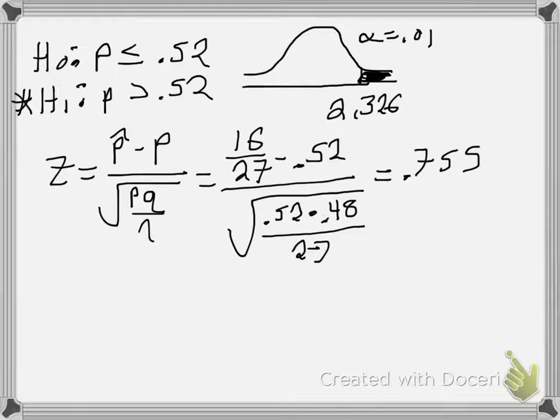All right, if I have 0.755 and my critical value is 2.326 or above, are we going to reject or are we going to fail to reject? If it's not in the critical area, we fail to reject. So we're going to fail to reject. You have to write this down. You have to either write reject the null or fail to reject.